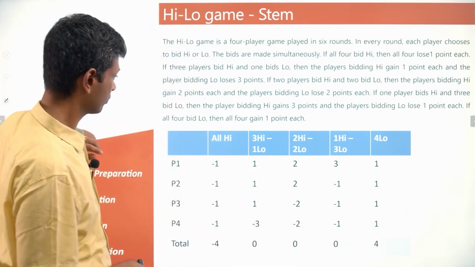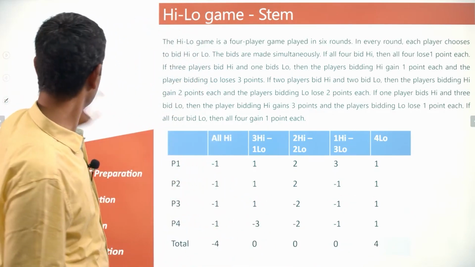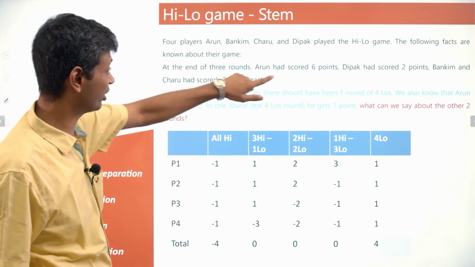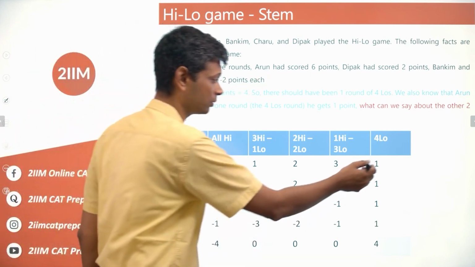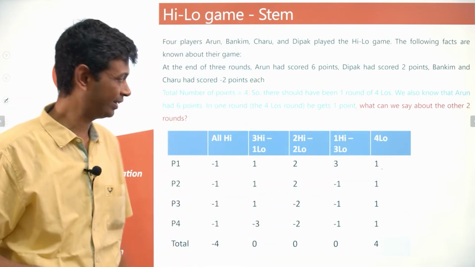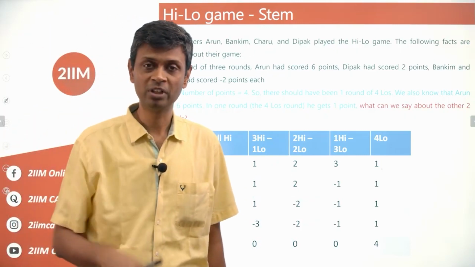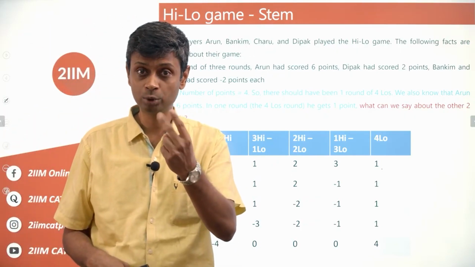Let's think about this, the instance where Arun has got 6. So he's got 1 point here. Everybody has got 1 point. That game has happened. But then this guy has got to get to 6 points. That means he has to get 5 points in the remaining 2 rounds.